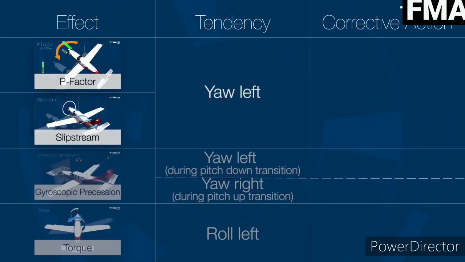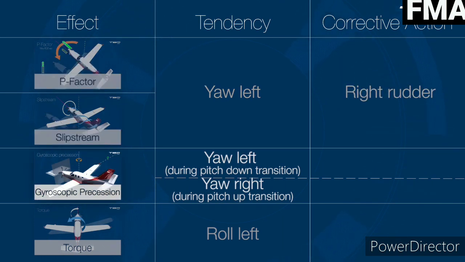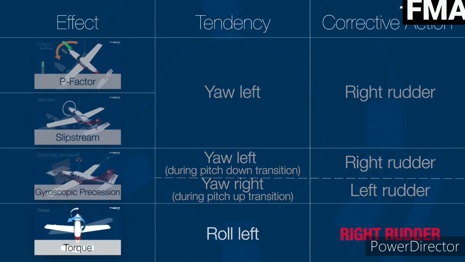Understanding the flight control inputs required to counteract the left yawing tendencies created by P factor and slipstream is straightforward. Right rudder force is required. Gyroscopic precession, another yawing tendency, is apparent during pitch changes, thus it is momentary. Brief right or left rudder force is required.